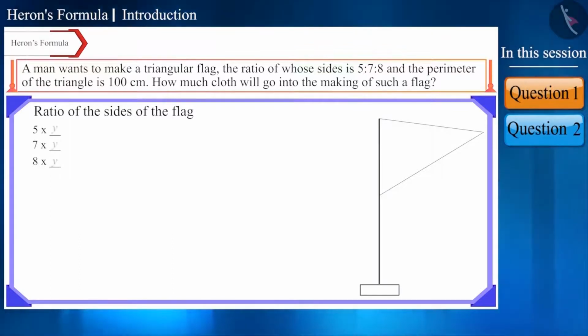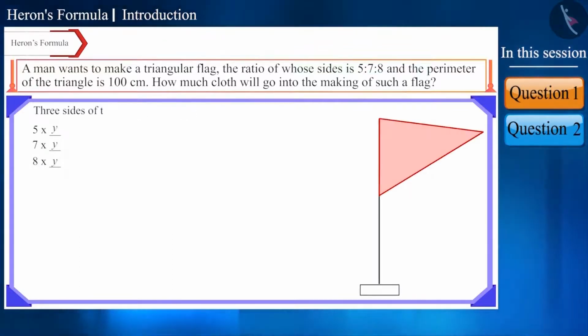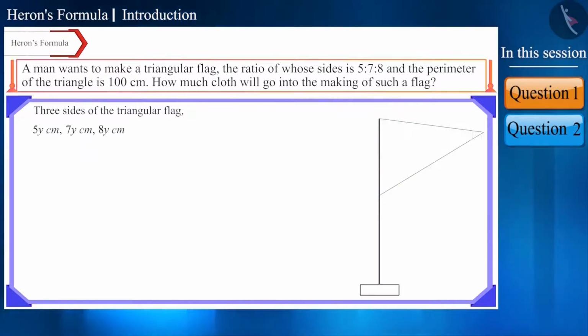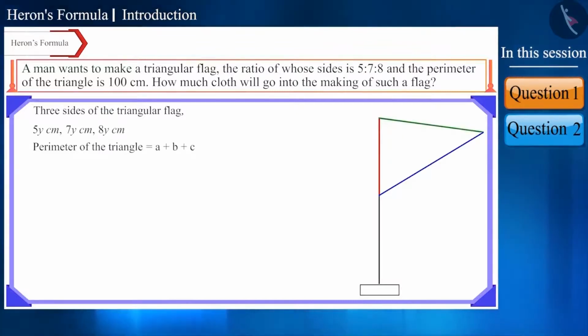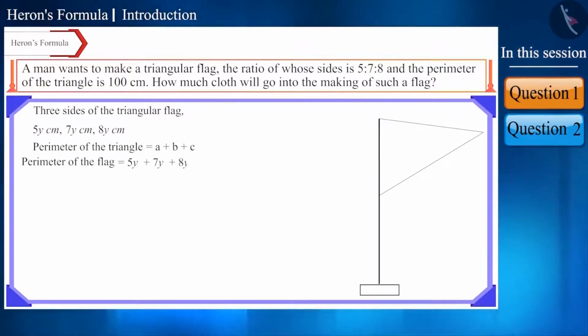Agreed that the common factor is y. Then, the three sides of the triangular flag will be 5y centimeters, 7y centimeters and 8y centimeters respectively. Now we know that the perimeter of the triangle is equal to the sum of the lengths of all its three sides. So the perimeter of the flag is 5y plus 7y plus 8y. But in the question, we are given that the perimeter of the triangle is 100 centimeters.